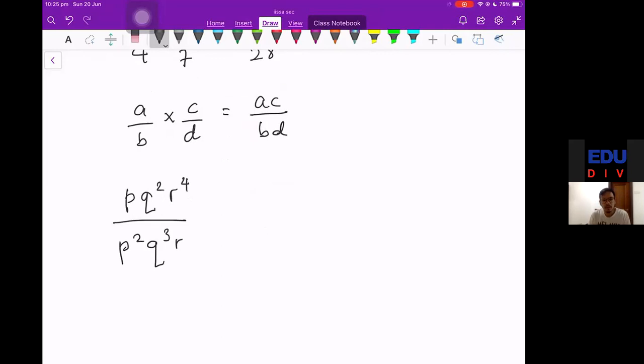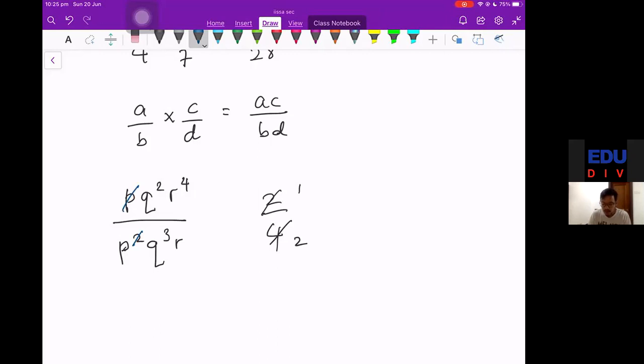So what we can actually do is just cancel out the same unknowns. Just like if you have 2 over 4, we can simplify that to 1 over 2. So this is the same thing that we're doing. Let's start with P. We have 2P down here, so we can actually just cancel that out.